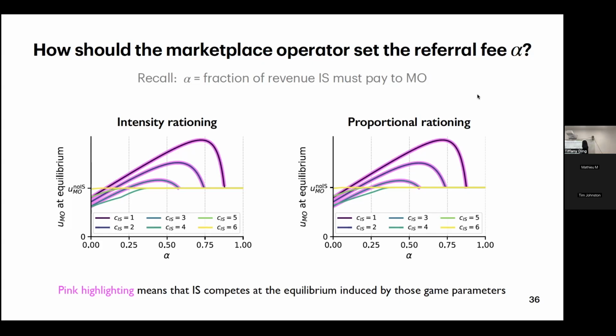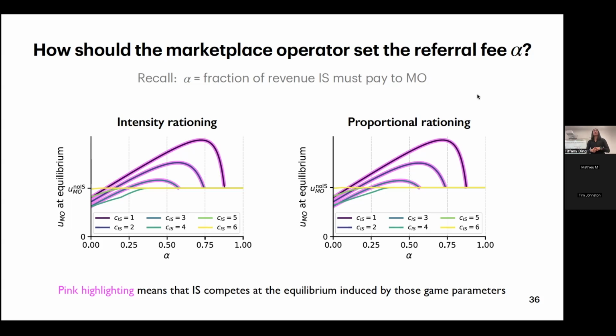And we see that for any cost, where each line is a different cost for the independent seller, if you set alpha too high, then the independent seller stops selling. So there's no longer the pink highlighting, which means that the independent seller has stopped selling. And that puts us at this yellow utility, which is not very good because as the operator, you want your sellers to participate. We see that there is some maximizing value that is not simply cranking alpha as high as you can.